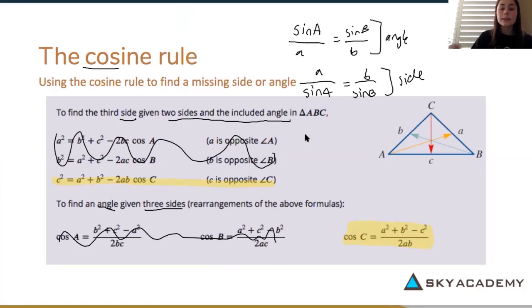So hopefully that explains the difference between the sine and the cosine rules. It's just because in the sine rule, you'll have either 2 angles and 1 side, or 2 sides and 1 angle. And then in cosine, you'll have either 3 sides to find an angle, or 2 sides and an angle to find another side. So let's have a look.